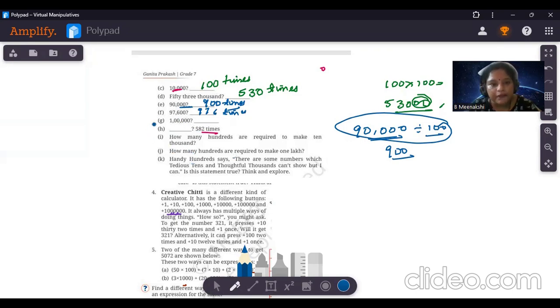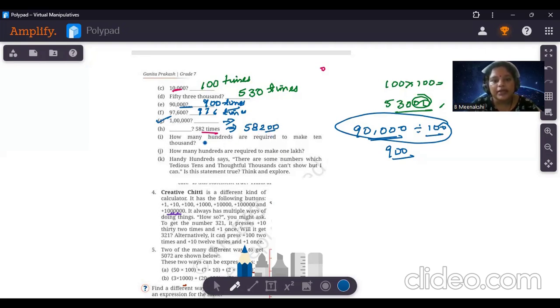For 1 lakh again, I want you all to try and put your answers in the chat comment box. Now, 582 times is given over here. We have pressed 100 582 times. So what will be displayed on the calculator? 58,200 will be displayed in the calculator.